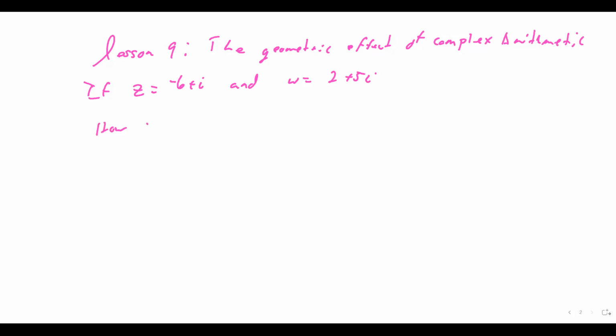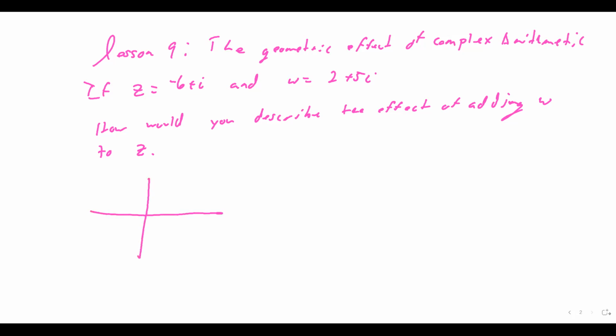how would you describe the effects of adding w to z? Just looking at that without doing any work, what do you think you would describe as the effects of w added to z? I like your way of thinking. Let's see if Luke is correct.